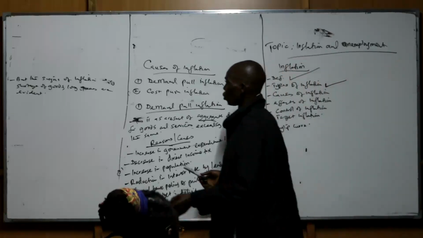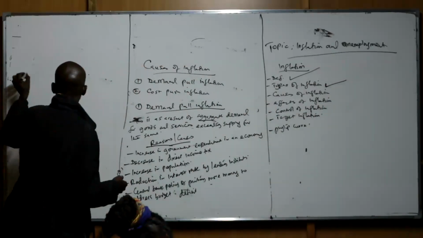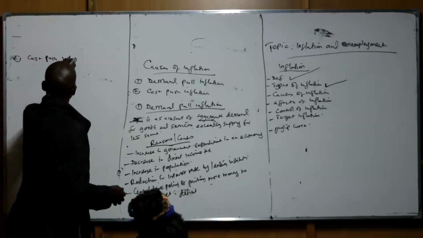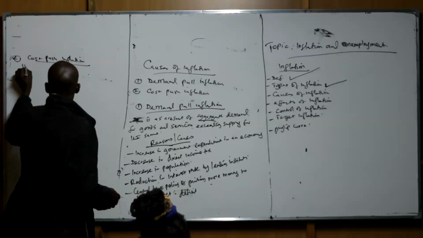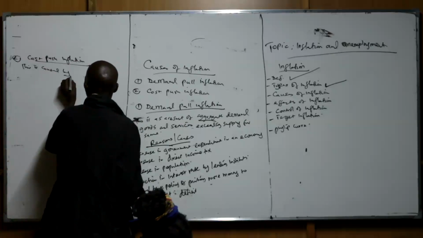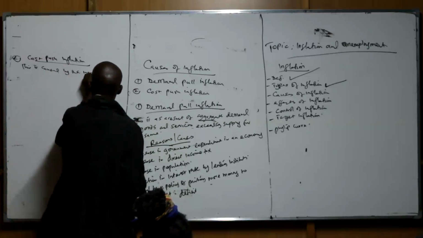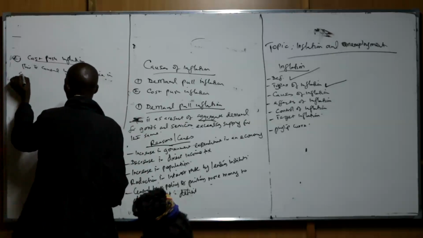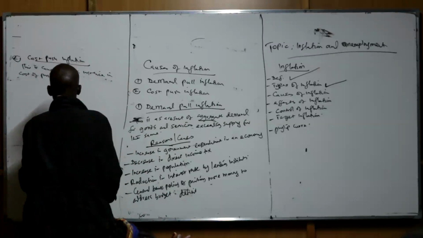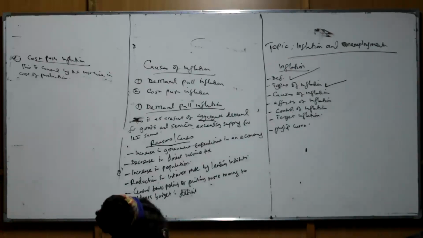Cost push inflation. This is caused by the increase in cost. So the prices increase because of the cost of production. Now, what happens is this.